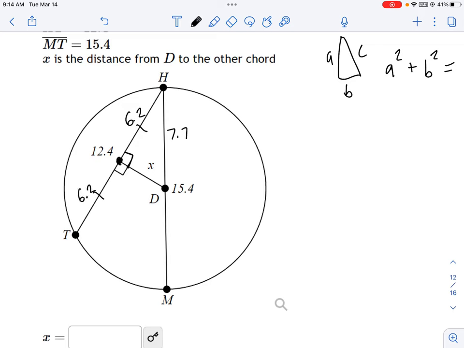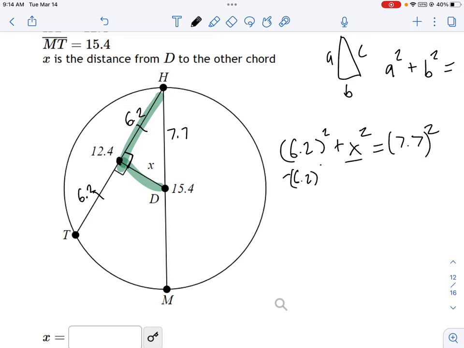And now you have enough for the right triangle, right? We have one leg, here's the other leg, so we do 6.2 squared plus x squared equals your hypotenuse, 7.7 squared. And that's it. Now you have the setup. Solve for x, right? If you want to get x by itself, you subtract 6.2 squared from both sides, so that cancels, and we get x squared equals 7.7 squared minus 6.2 squared.